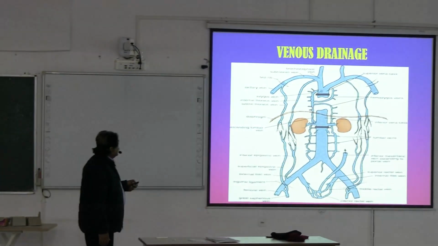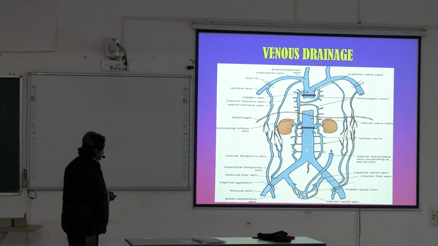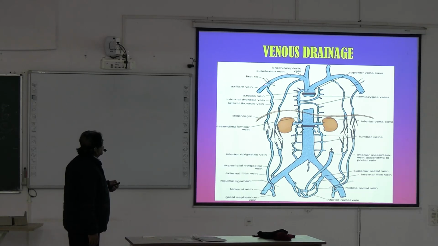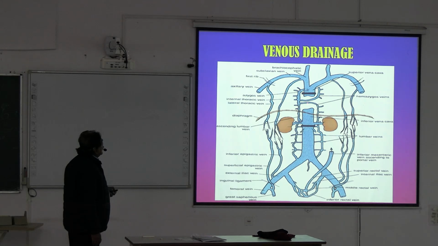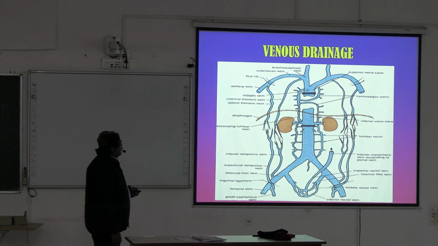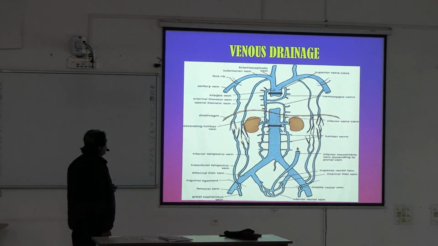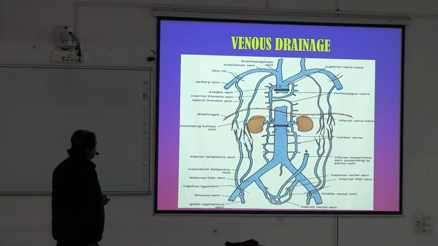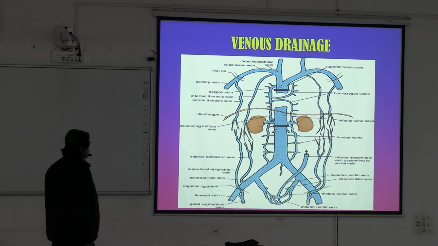Now, venous drainage. This is the brachiocephalic vein, subclavian vein, and axillary vein. This is the azygos vein, lateral thoracic vein, and from here the hemiazygos veins. This is the diaphragm, and this is the thoracic cavity, this is the abdominal cavity. Now, external iliac vein, the inferior epigastric vein, superficial epigastric vein, inguinal ligament, and femoral vein, and great saphenous vein.